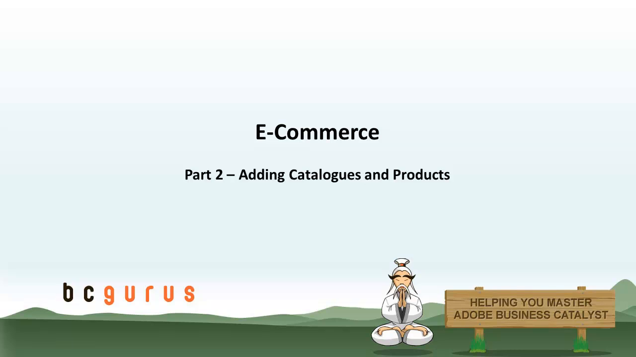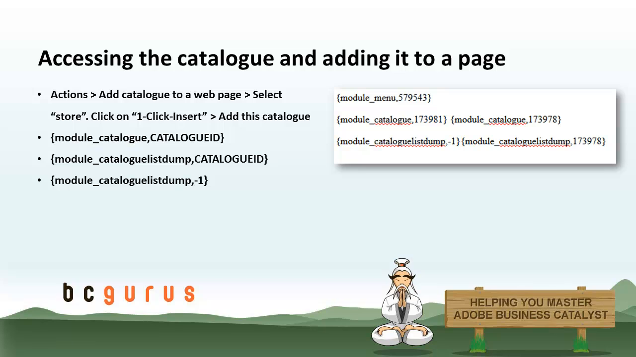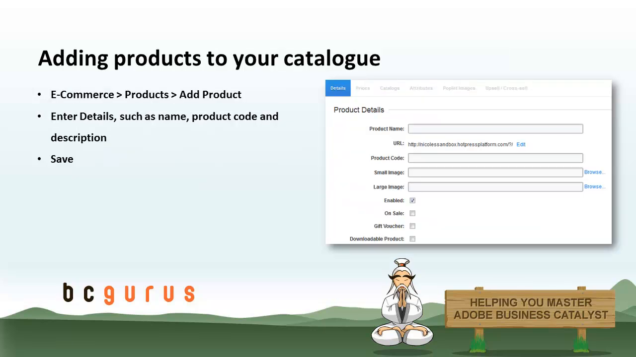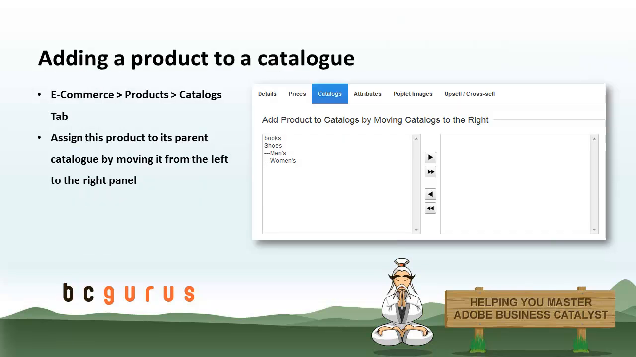In this video we are going to focus on how to create catalogs and products for your online store. So I'm going to show you how to add a catalog, how to access this catalog and how to add it to a page, how to add products to your catalog. We're going to talk a little bit about product pricing and the difference between a consumer and a wholesaler price. And the final step will cover how to add a product to a catalog.